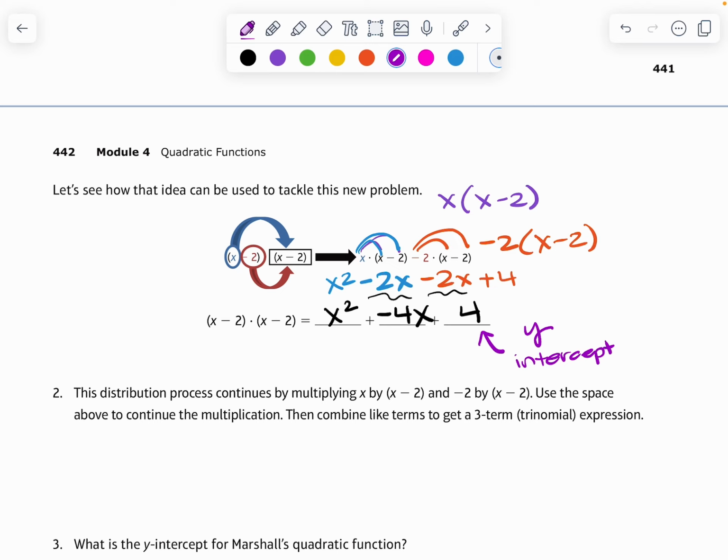Okay, so this distribution process continues by multiplying them. Use the space above. We did this. This is great. And now we have, look at this, we have a trinomial. 3 terms, it's called a trinomial. All right, and that's also in standard form.